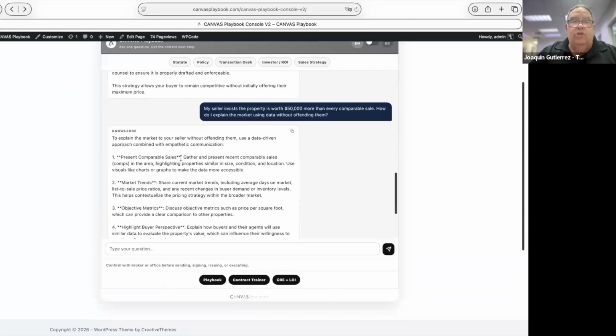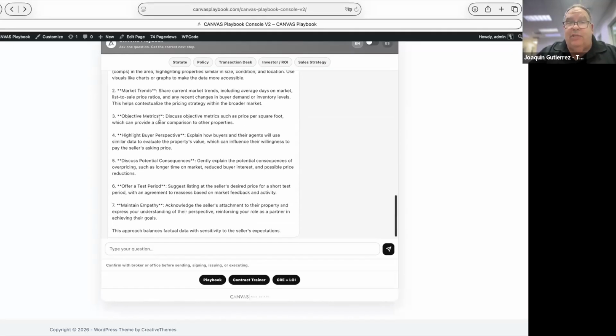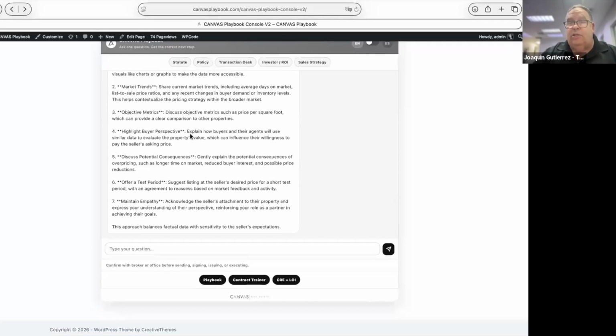To explain the market to your seller without offending them, use a data-driven approach combined with empathetic communication. Present comparable sales, which the question says that they kind of already did. Market trends: share current market trends, including average days on market, list-to-sale price ratios, and any recent changes in buyer demand. Objective metrics: discuss objective metrics such as price per square foot, which can provide a clear comparison to the properties. Highlight the buyer perspective, right? Which is what's the buyer's perspective when they're coming in to make an offer.